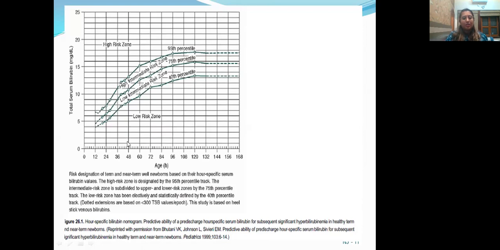So this is basically the measurement of serum bilirubin in neonates, in order to decide whether a neonate requires phototherapy or further management or not. For example, if at 12 hours of life a baby's bilirubin is somewhere around 10 mg per deciliter, then that is well above the 95th percentile, and it is pathological jaundice for that neonate.